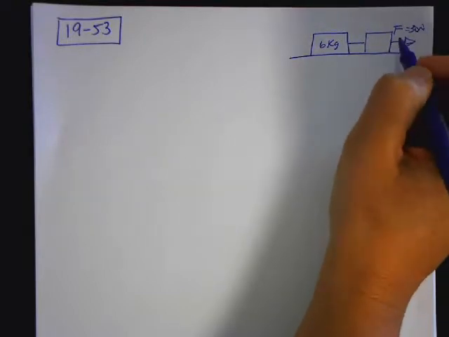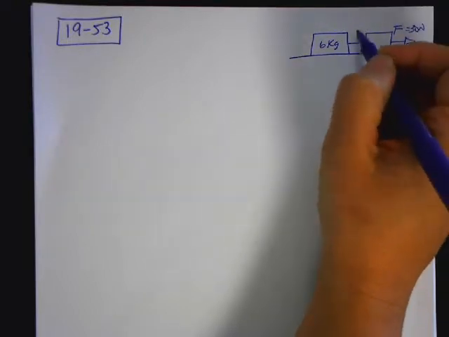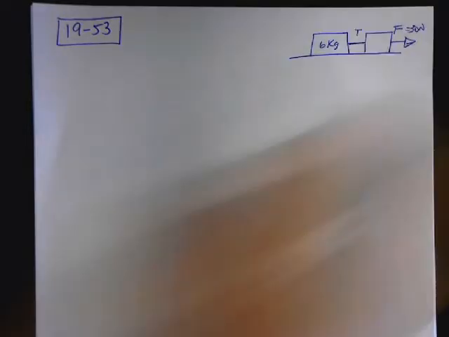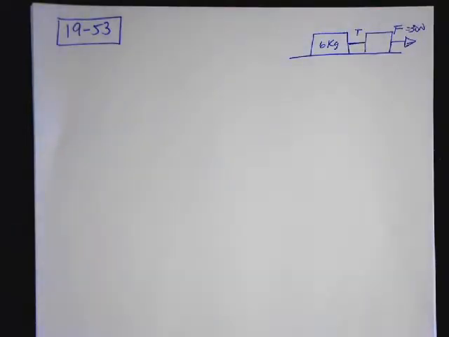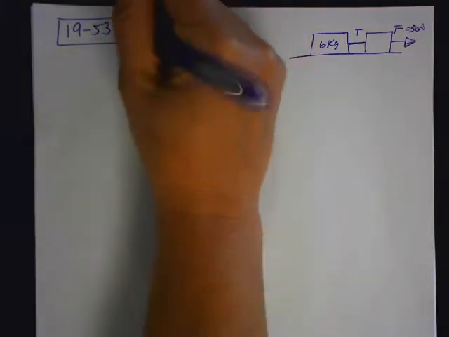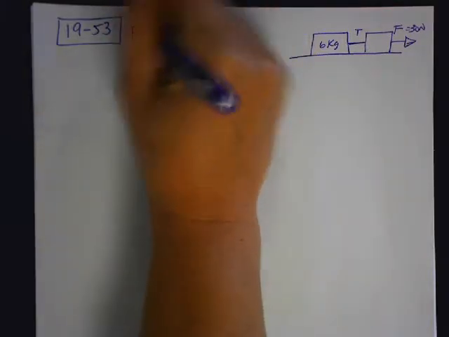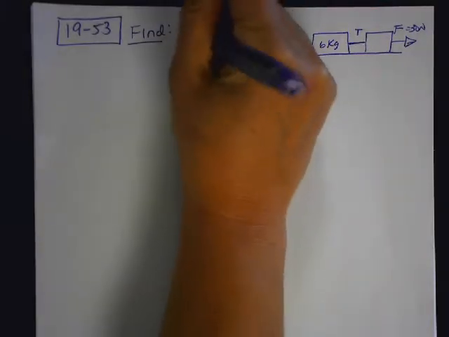Now, I have a tension here in this rope in between those two blocks. The question says determine the acceleration of the system and determine the tension of the string. Normally on a multiple choice question, they're not going to tell you find the acceleration of the system, but that's what you need to do first, and then that's how you would find the tension.